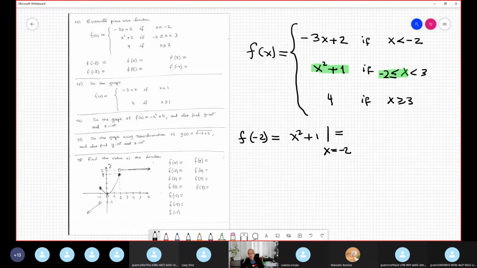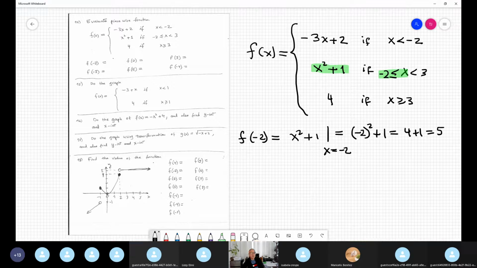And be careful with the sign. It's (-2) squared plus 1. (-2) squared is 4, plus 1 is 5. Boom, I did that. 5. Now -3.